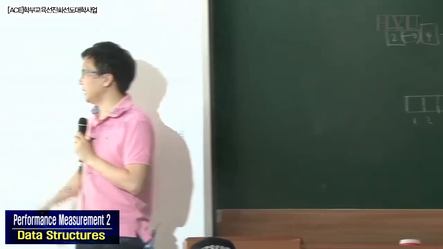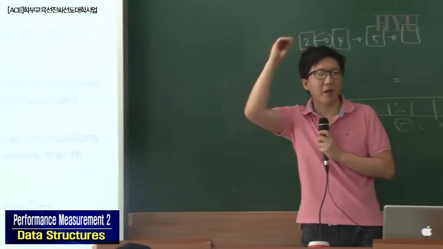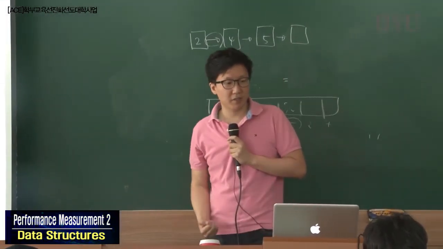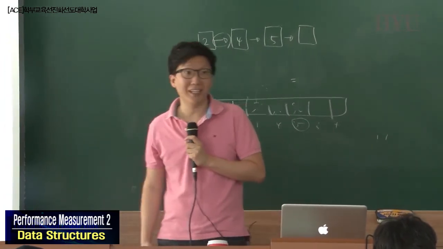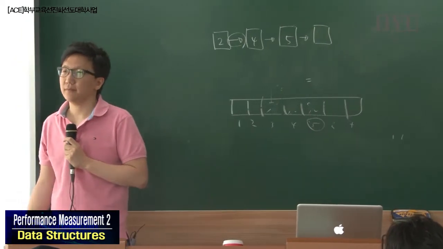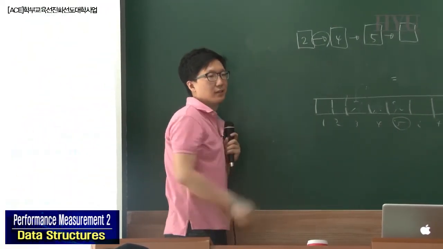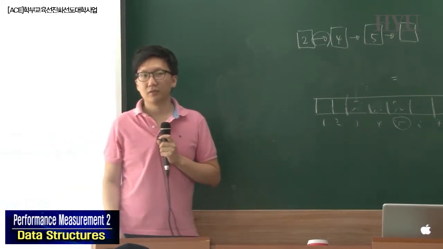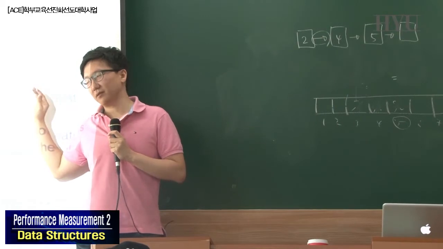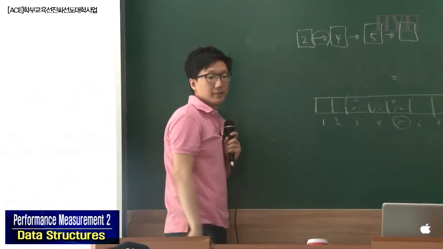Pointer based: elements of a list may be stored in any arbitrary set of locations. It might be anywhere in your big memory, and each element has an explicit pointer or link to the next element. So I usually draw it this way to memorize it, rather than try to memorize the definition. For this one, no need to memorize. It speaks for itself.